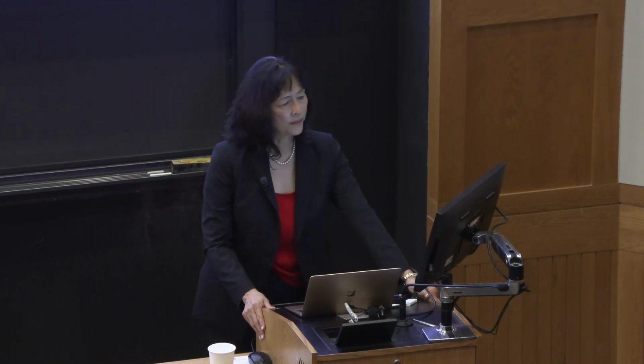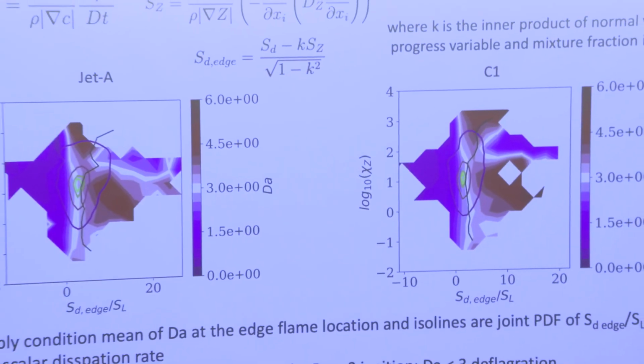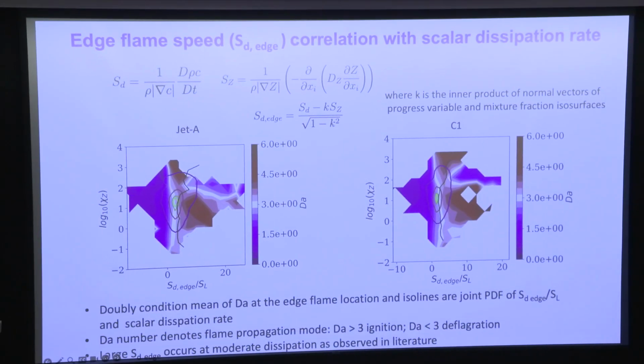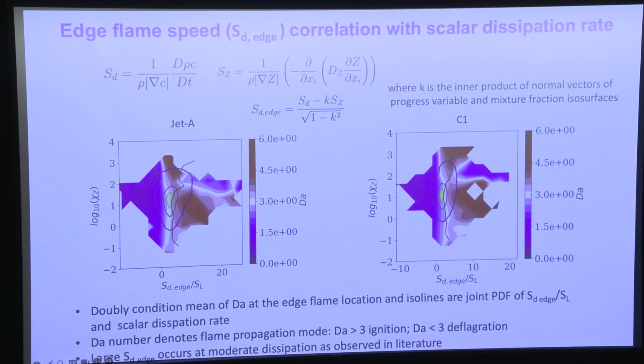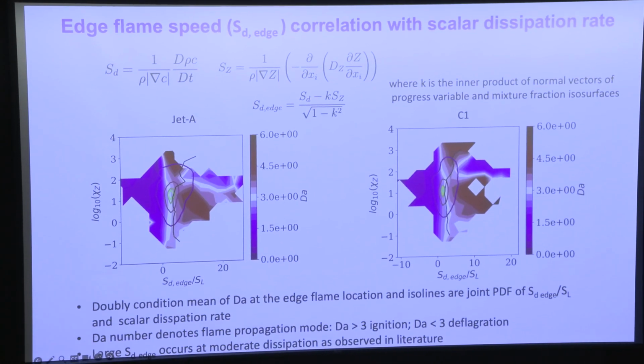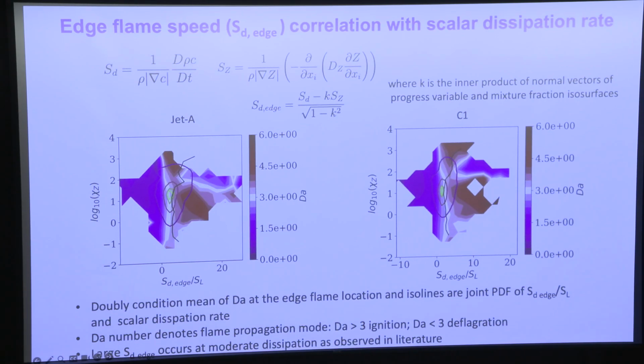So this figure then shows the doubly conditional mean of the Damköhler number that I defined earlier at the edge flame location, where high Damköhler number is denoted in red, low in blue colors. And red, as you recall, high values give you ignition and low values give you deflagration. So the conditional mean is conditioned at the edge flame location, the stoichiometric isosurface intersection with the edge flame, with the progress variable.